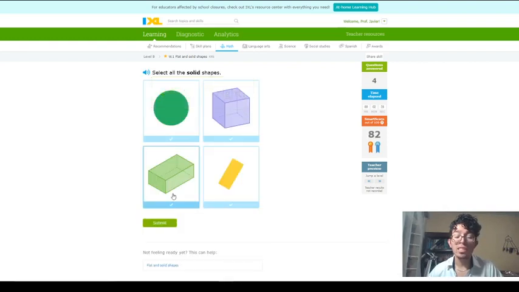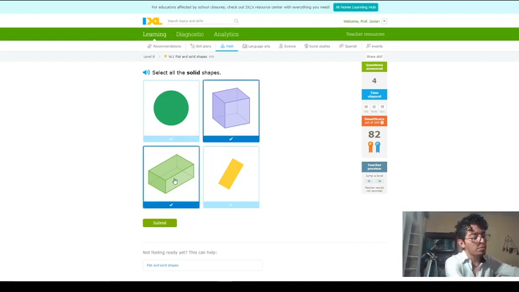Now select all the solid shapes. Selecciona todas las figuras sólidas, ¿ok? The three-dimensional shapes. Las figuras que tienen 3 dimensiones. The ones that occupy space. So this and this look like paper. Estas dos se miran como papel. So they are flat. Así que son planas. I will have to click this one and this one because they look like they occupy space. Porque se mira como que ocupan espacio. Like this cube and this rectangular prism. So I will send it.